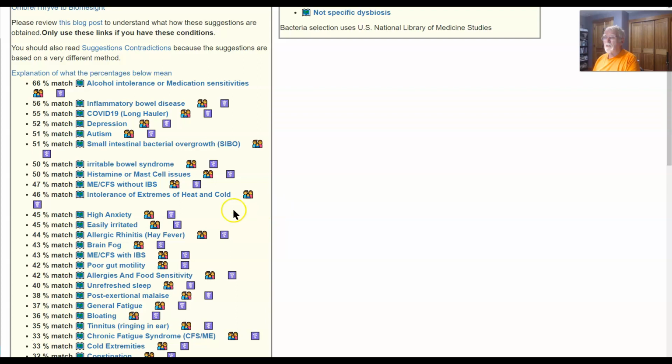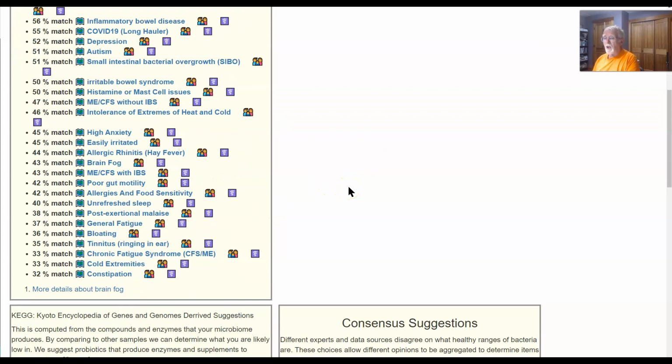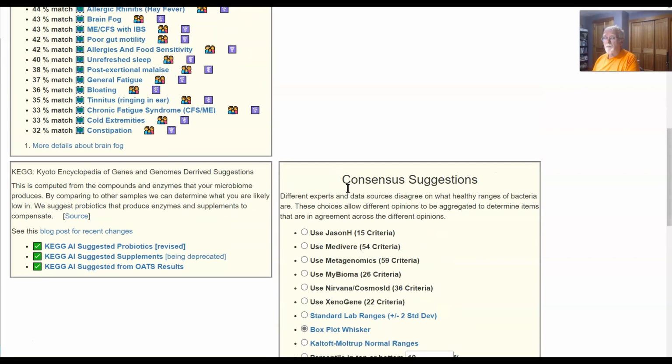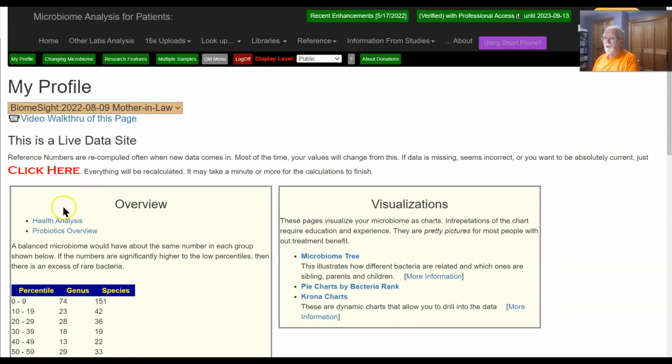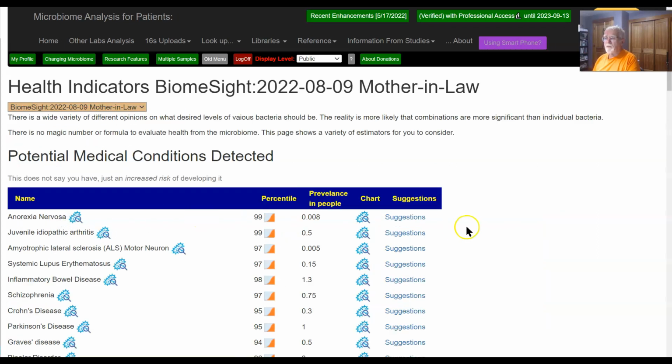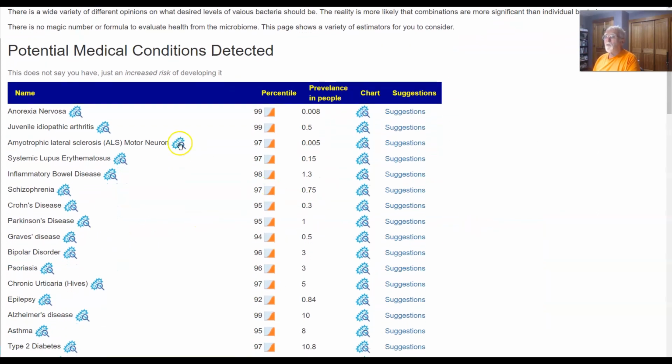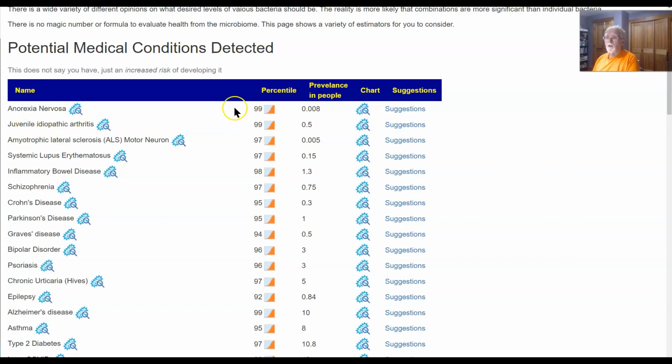It found viral disease, so the percentage of matches to the pattern which is there. Not predictive, but they are basically good for reference. And if we go over to health analysis, we'll see how well things match the information done on PubMed. So we have a variety of conditions here.